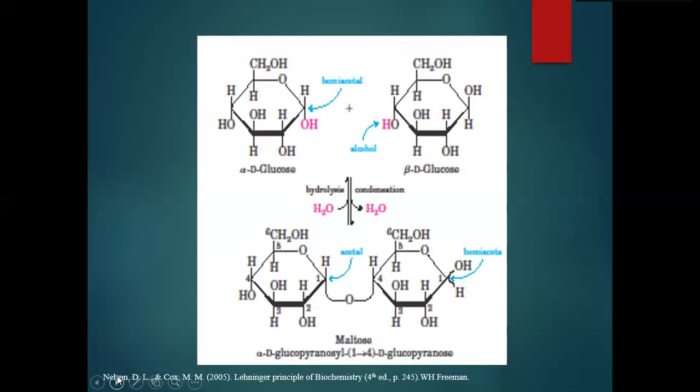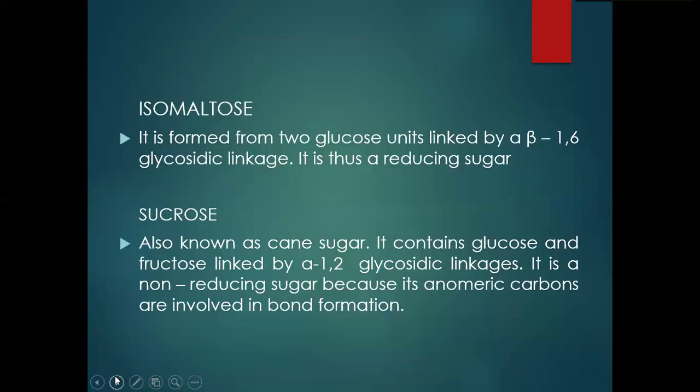Now, the structure here is that of alpha-D-glucose interacting with beta-D-glucose. If it's a forward reaction, it's known as a condensation reaction, and it gives out a molecule of water to form maltose. Maltose, on the other hand, can be hydrolyzed to form alpha-D-glucose and beta-D-glucose.